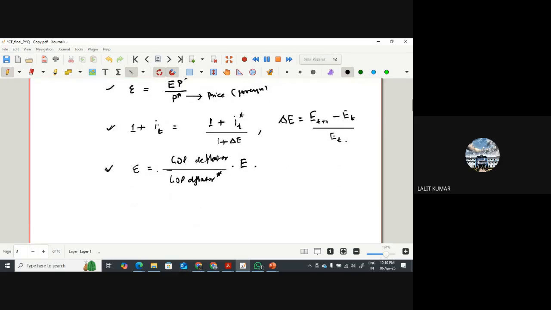And you asked about the rough estimate. So rough estimate says delta E is equal to iT minus iT star minus delta E. So this is the rough estimate. Okay, all these 5 formulas are clear?